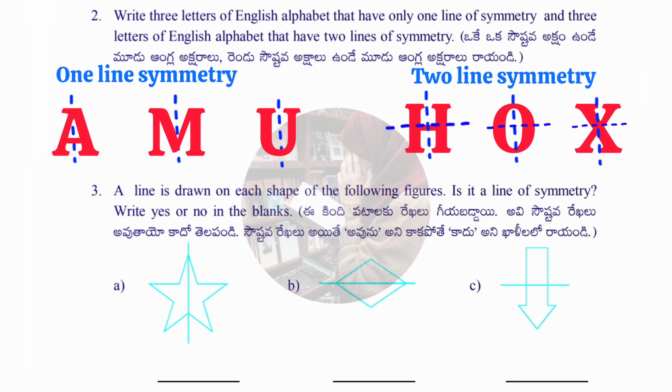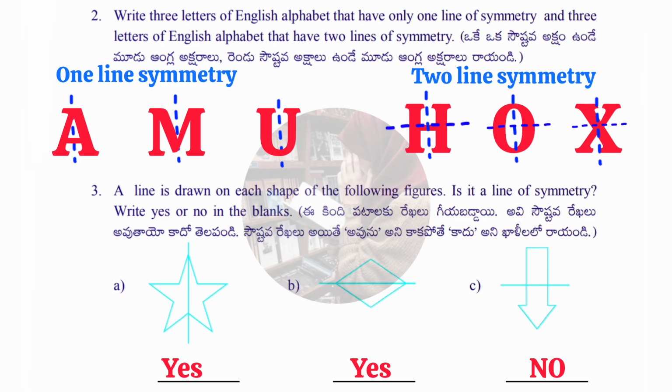Now we'll move to the next question, which is question number 3. A line is drawn on each shape of the following figures. Is it a line of symmetry or not? Here three pictures are given. We have to say yes or no in the blanks whether it is a line of symmetry or not. If you see the first picture, a star, the line of symmetry is correct, which gives equal parts on either side. So write down yes.